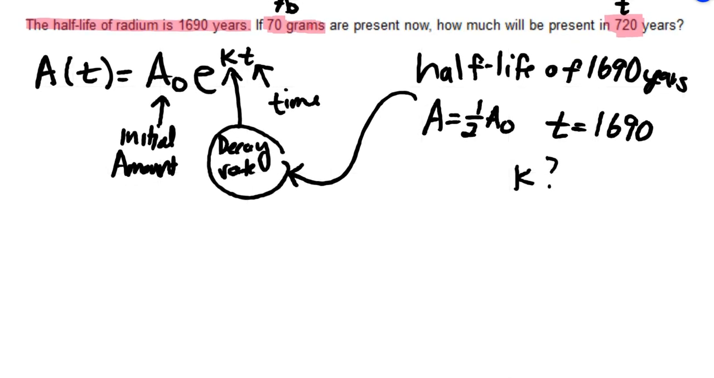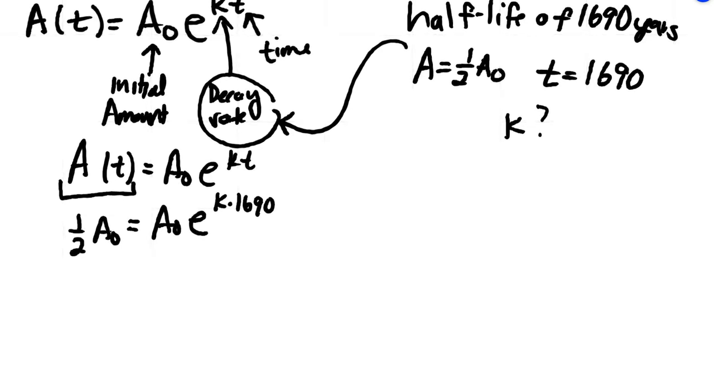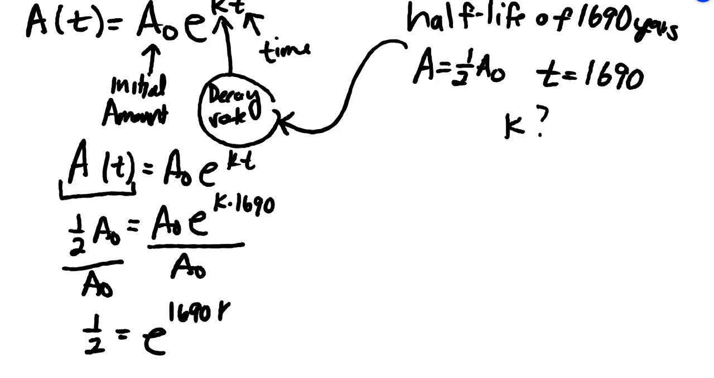So we're going to substitute into the exponential decay model. Our model is A of t equals A naught e to the kt. In for A of t, we're going to let that be half of the initial amount because we're talking about half-life. And in for time, we're going to substitute the 1,690. Then we're going to solve this exponential equation, first by isolating the exponential. We divide both sides by A naught. It gives me 1/2 equals e to the 1,690 k.